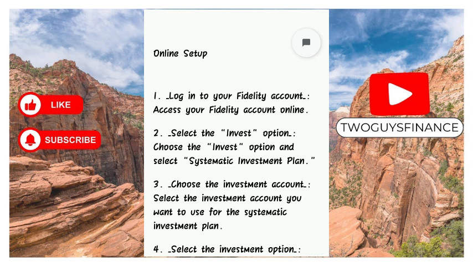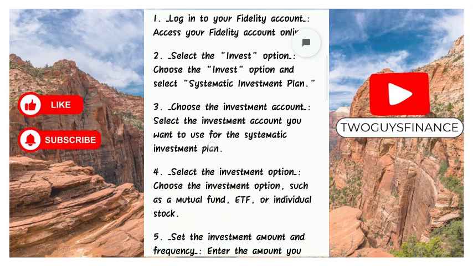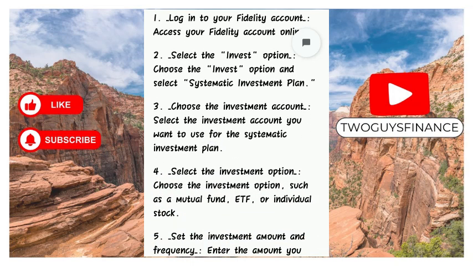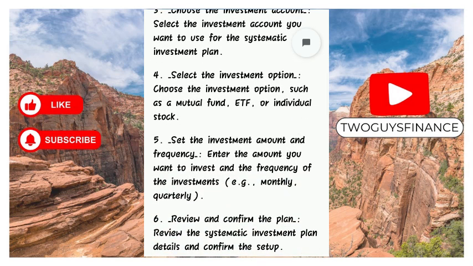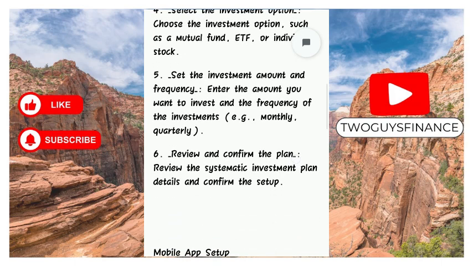And now you want to select the investment account that you want to use for the systematic investment plan, and then choose the investment option such as mutual funds, ETFs, or it could be individual stocks. Just choose which one it is, and then you just got to enter the amount that you want to invest as well as the frequency of investment. That could be monthly, quarterly, or whatever. Once you're done with that, just review the systematic investment plan details and confirm the setup.